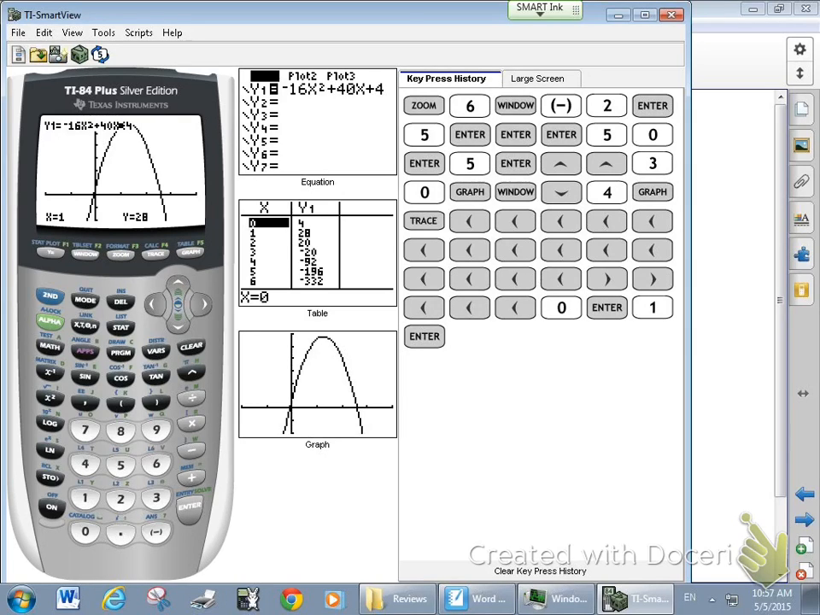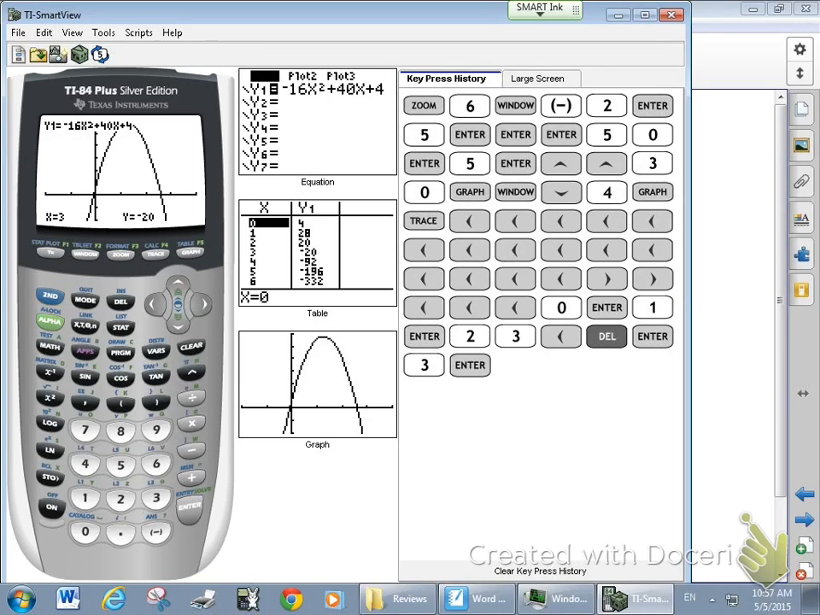You could do that for any time period. You could do it for 2 as well, or you could try 3. But again, 3 looks like it doesn't make sense to us because the y value is negative, so it wouldn't really make sense to look at that y value. What we need to find next is the maximum. So we need to find the maximum height.